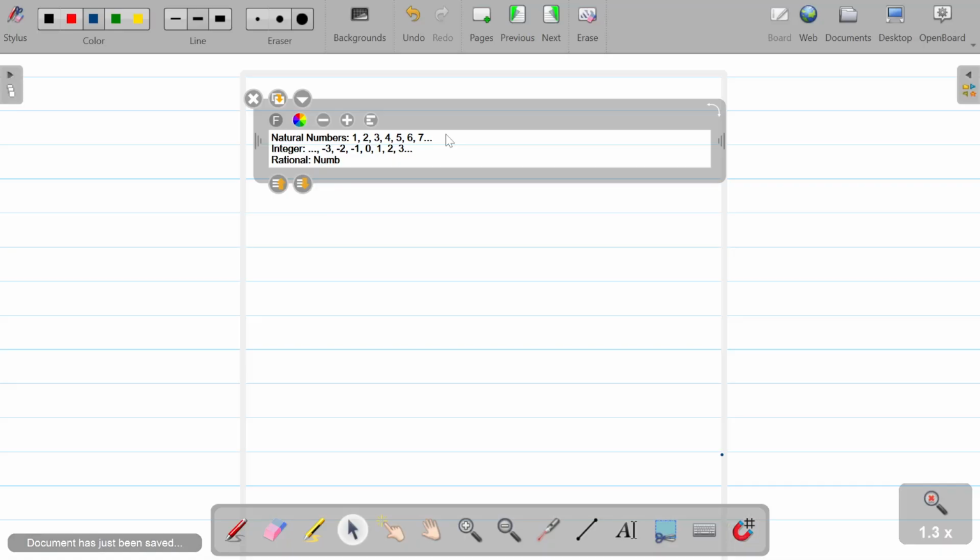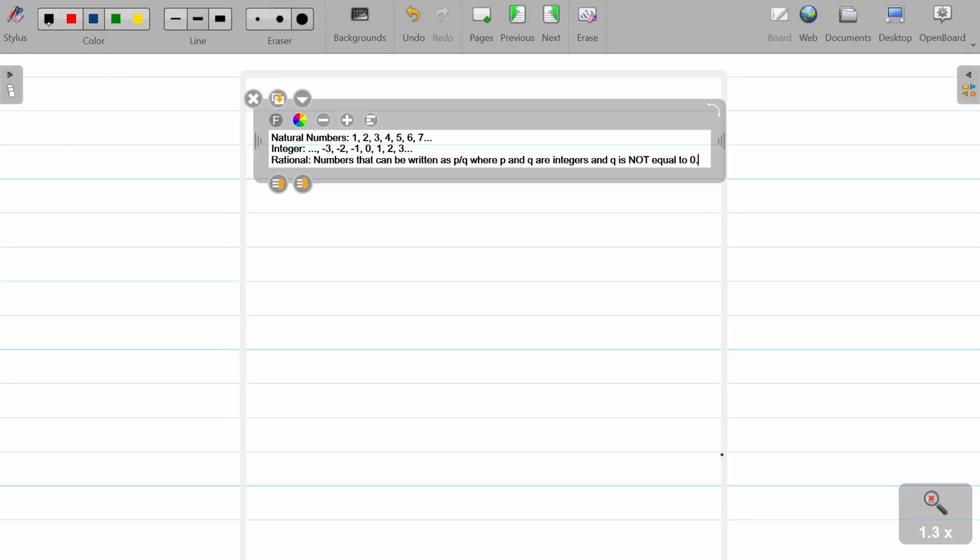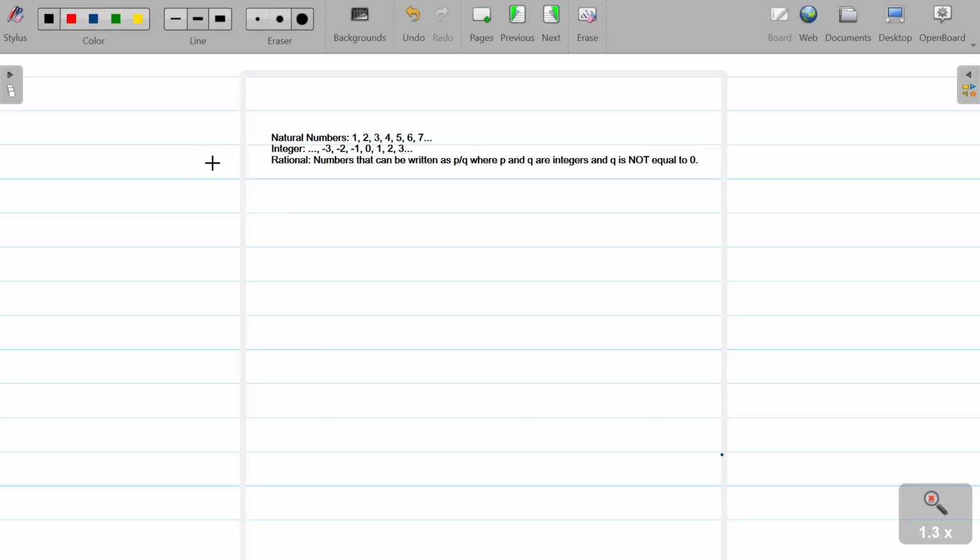Rational numbers are going to be numbers that can be written as P over Q, where P and Q are integers and Q is not equal to 0. Right, what does that mean? This means that we've already established what it means to be an integer, right? So you already have a solid understanding of what an integer is. Now take that particular integer and put it into a fraction.